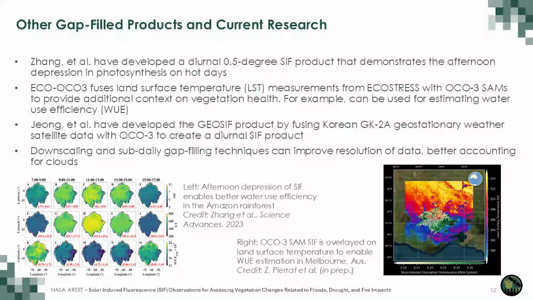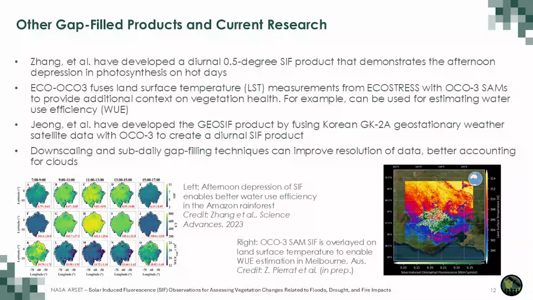Xiaoying Zhang and her team developed a diurnal SIF product at 0.5 degree resolution using climate model data for predictor variables. If you recall, I mentioned that OCO3 will observe the same location at different times of day due to its orbit, and this makes it a great resource for developing diurnal models, or models that can predict SIF at hourly cadence throughout the day. This can be used to demonstrate plants' response to heat stress in the afternoon.